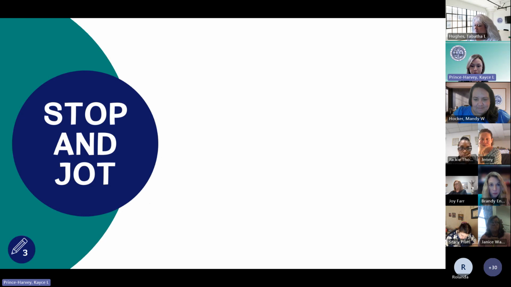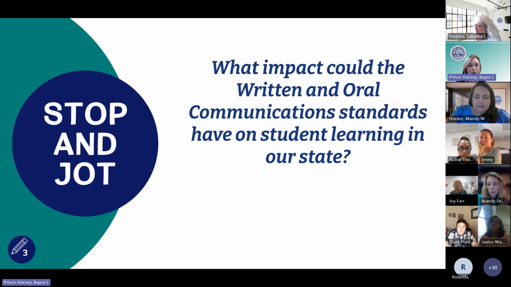So let's stop and jot here. I want us to think about what we've seen so far with the written and oral communication strand as you did that deeper dive. When we think about this new strand, I want you to consider the impact that it could have on student learning in our state. When we think about students developing as readers and writers and communicators and evaluators of communication, what impact could this have if we were to provide instruction around this strand with fidelity? Take a moment to consider what that might look like. What would students do as a result? Feel free to add it to the chat. You also have a spot in your note catcher, but I would love to hear what impact you think this could have.